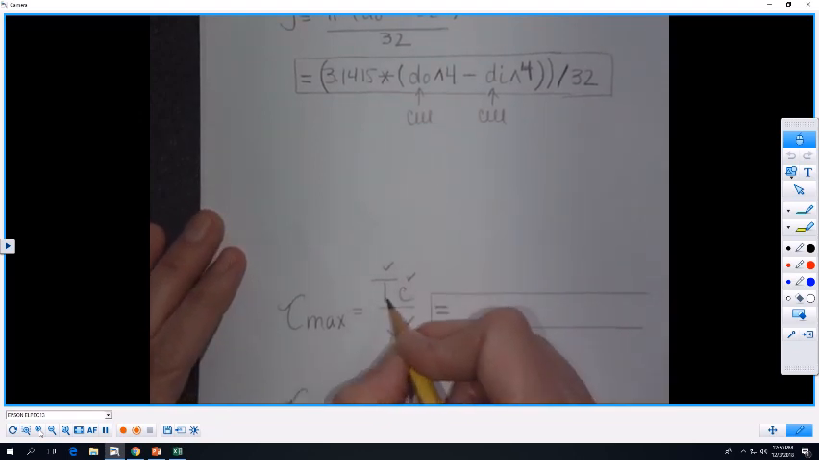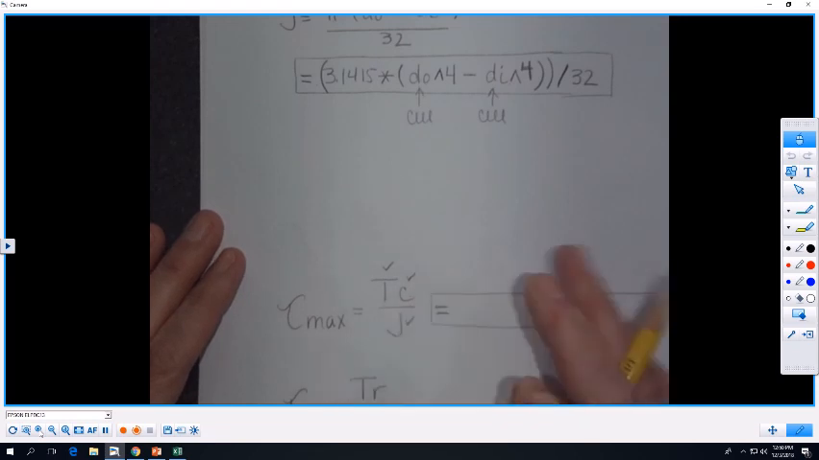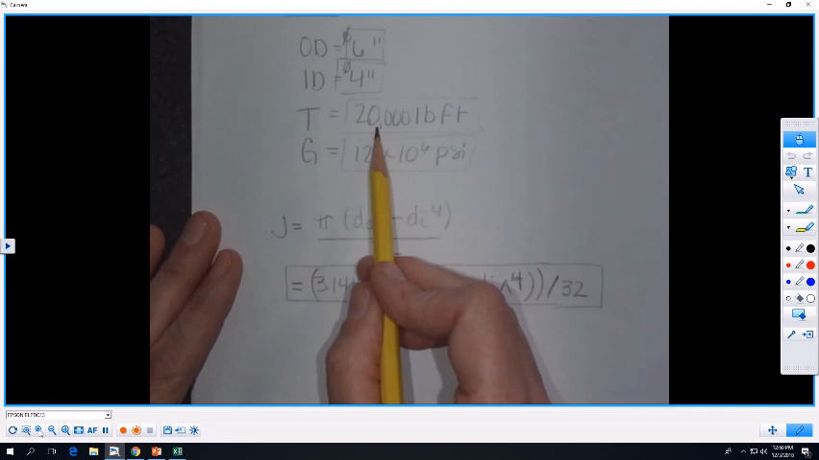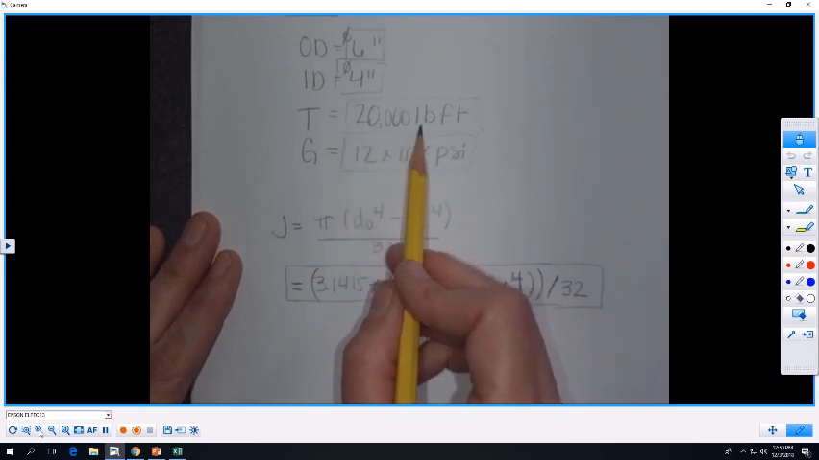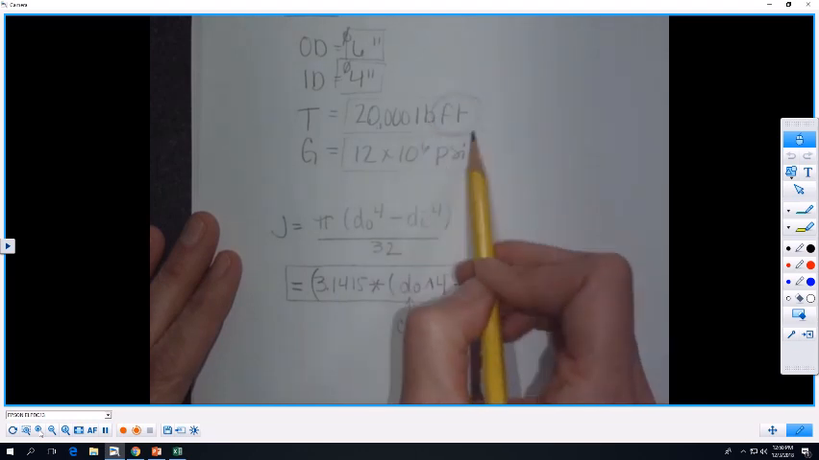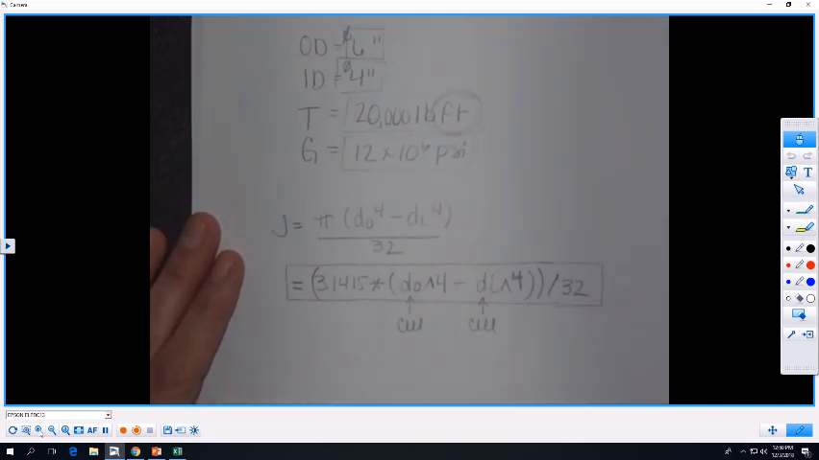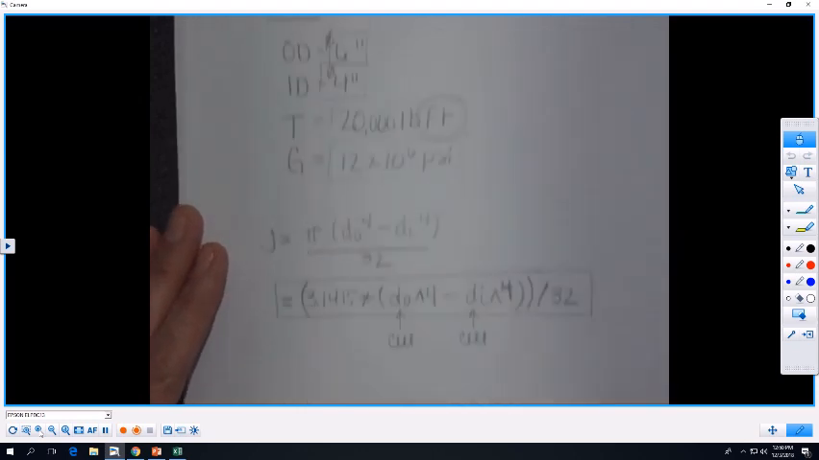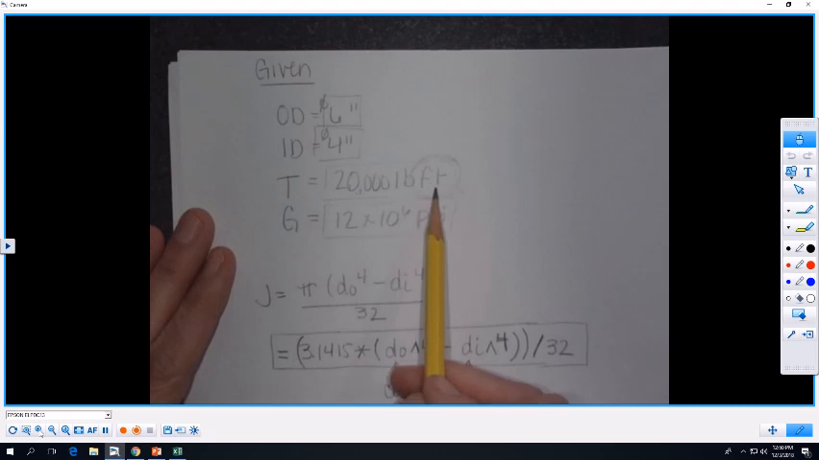So I'm going to do my T. Now my T is going to be an input. It was given to me in the problem. So there's going to be a cell that's going to have 20,000 in it, but it's in pound-feet, okay? Now as I look here, my J is in inches, my C will be in inches. So I am going to convert this to pound inches.